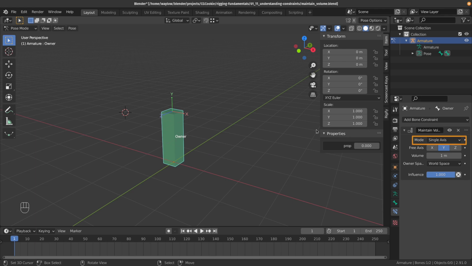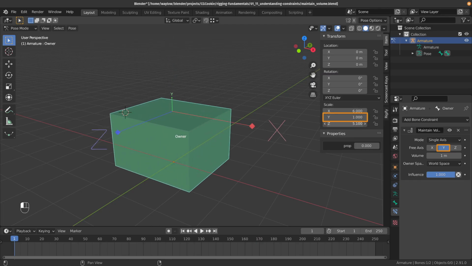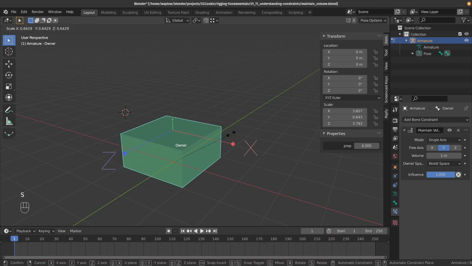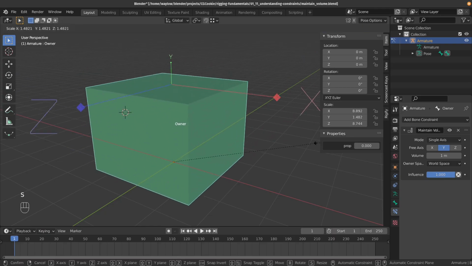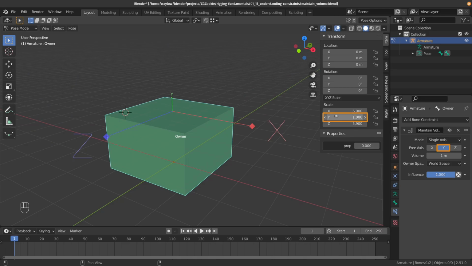Now the single axis will only scale when you work on that single axis. So this one here, it's maintaining the volume. If we do this one or this one, it's not going to do anything. But if we scale uniformly, it's not going to do that squash and stretch. It's only going to do it when you scale on that single axis. So hopefully that makes sense.